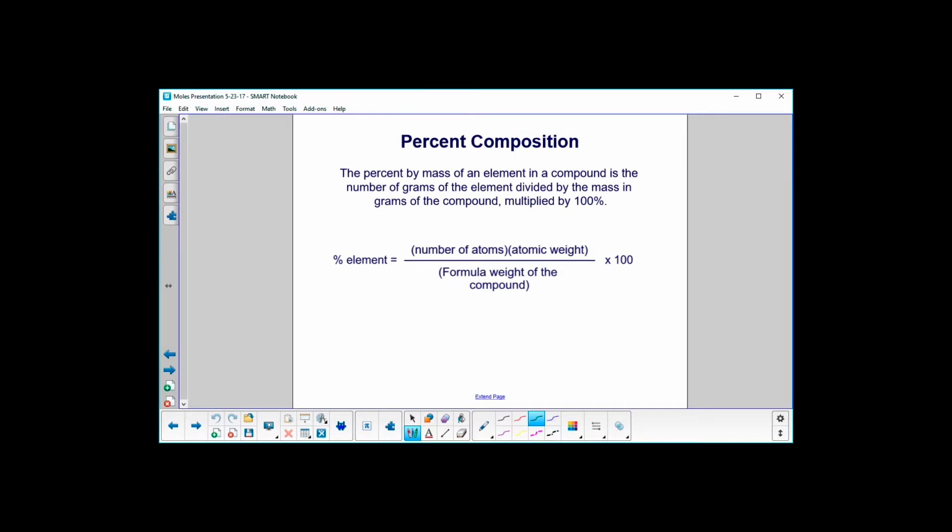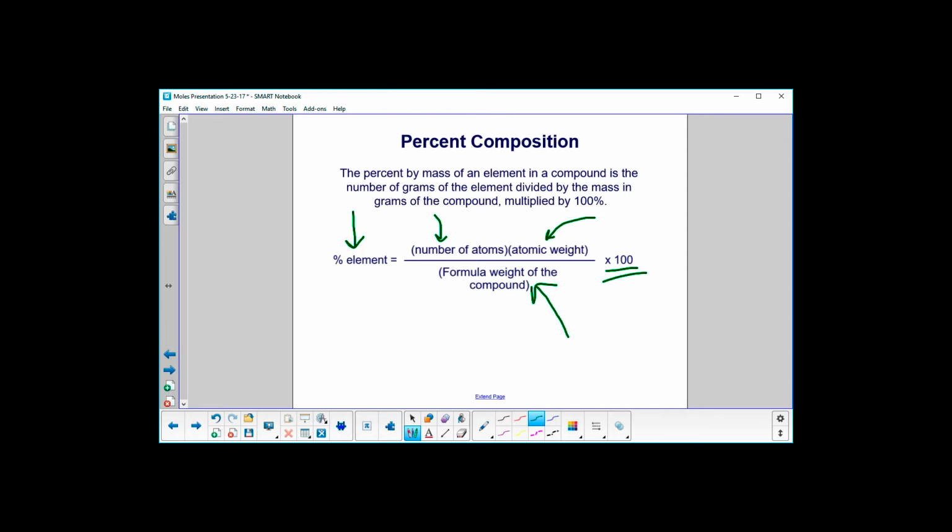Let's look at the percent composition in a little more mathematically formal way. We talked about it on the last slide, getting a little bit of an order of magnitude. But here's a definition. The percent by mass of an element in a compound is the number of grams of the element divided by the mass in grams of the compound, multiplied by 100%. So here's the equation: number of atoms times the atomic weight, divided by the formula weight of the compound, and then we multiply it by 100 to get a percent.